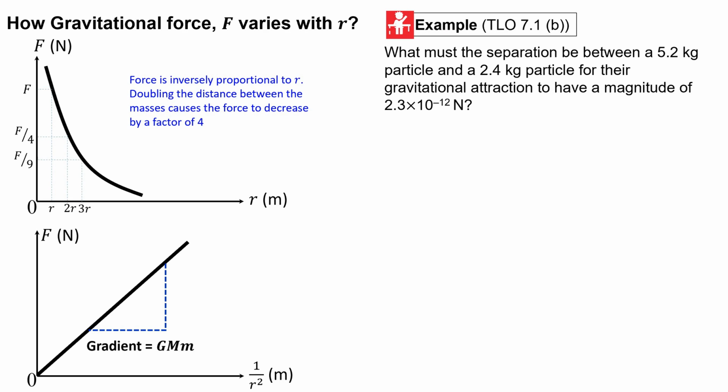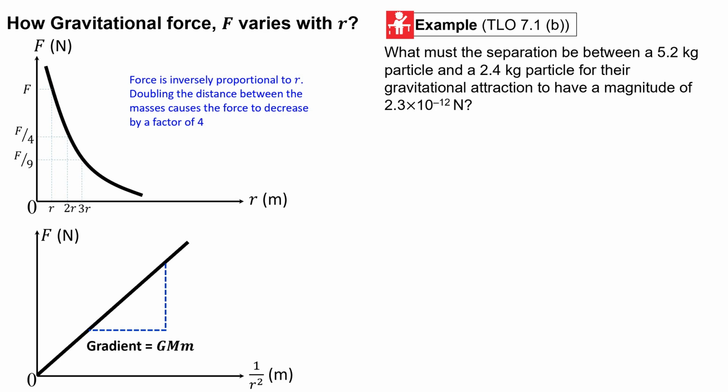Okay, let's try to solve this example. What must the separation be between a 5.2 kg particle and a 2.4 kg particle for their gravitational attraction to have a magnitude of 2.3 times 10 to the power of negative 12 newtons? So this question asks us to find the distance between the two objects, 5.2 kg and 2.4 kg.